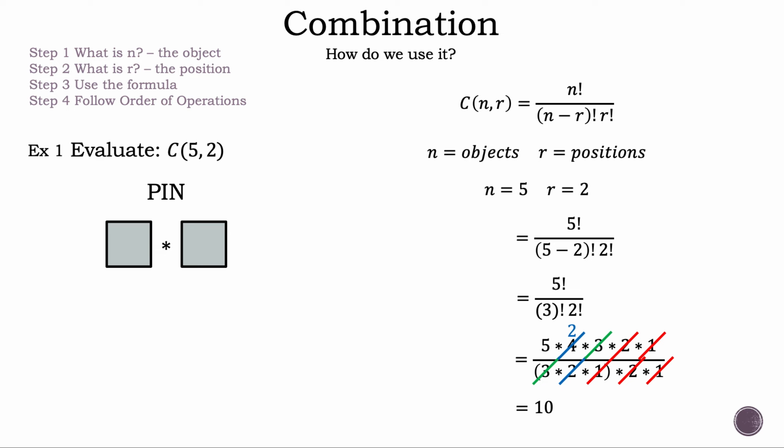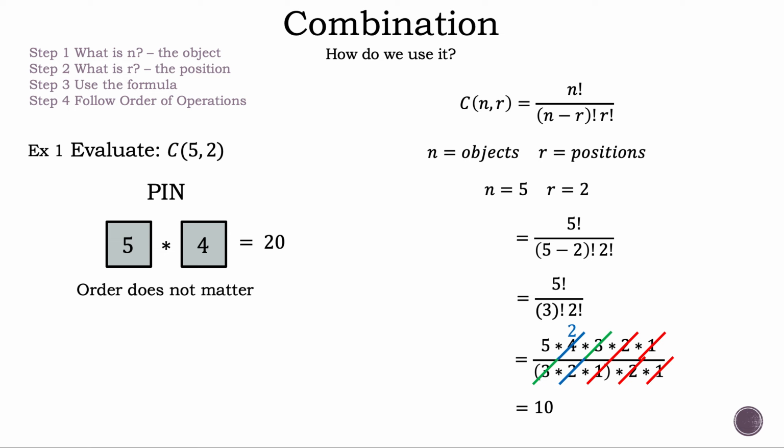So we only have a 2-digit code because of the 2 in 5 choose 2. And we start with 5 because of the 5 in 5 choose 2. Now we go down to 4 because that is the next number below 5. And 5 times 4 is 20. And that represents the number of options when order matters. But here, order does not matter.